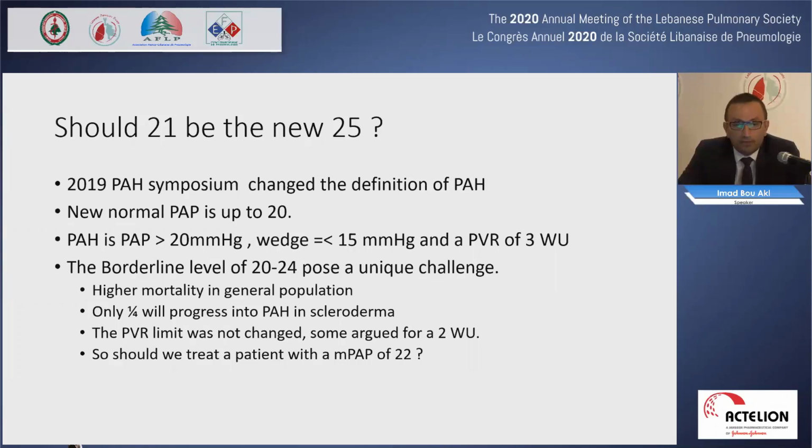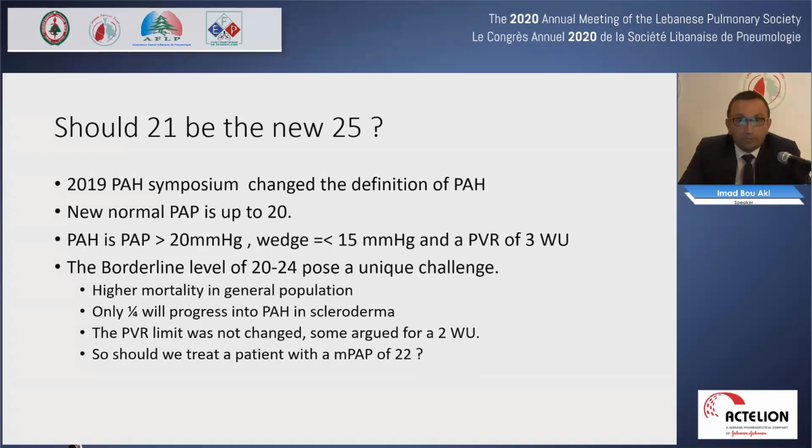The borderline level of 20 to 24 obviously poses a unique challenge, because it's a new added population, and although we know they have a higher mortality in the general population, it is not clear if treating it will change it. Only 1/4 of patients with scleroderma who have 20 to 24 will develop pulmonary arterial hypertension eventually, and that's after 1 year. So it may take longer to develop or maybe never.